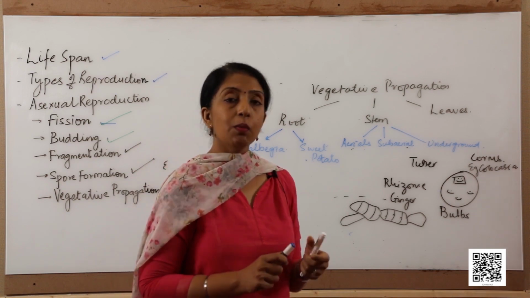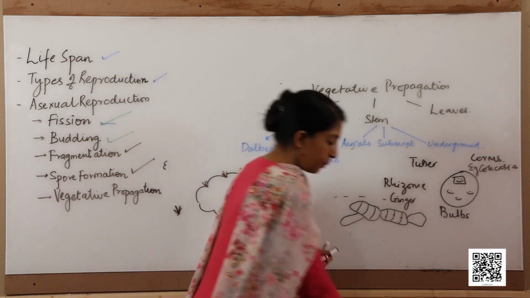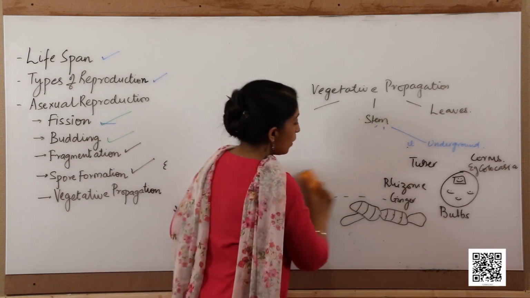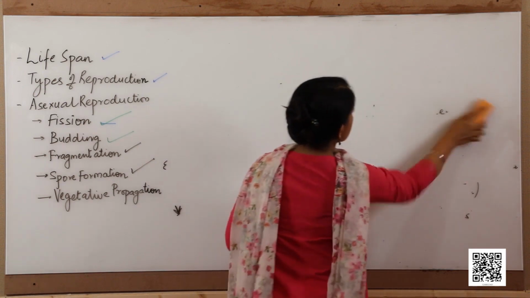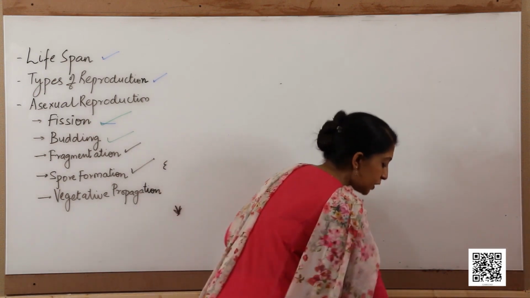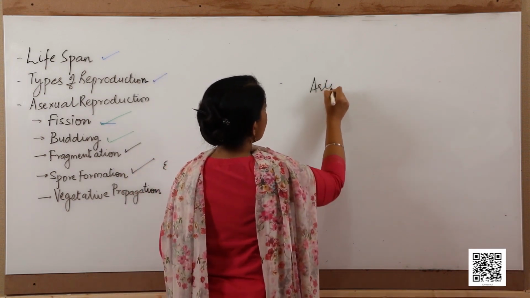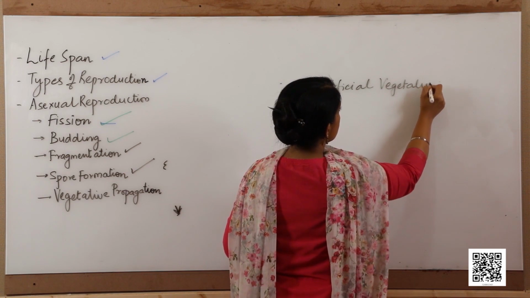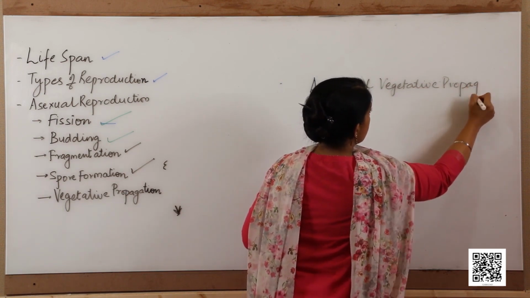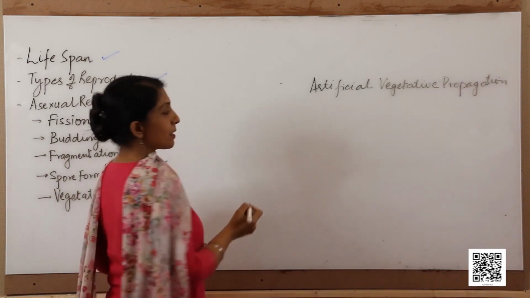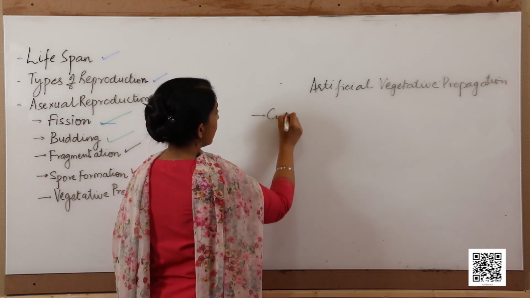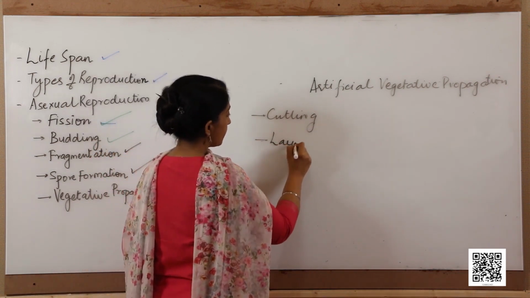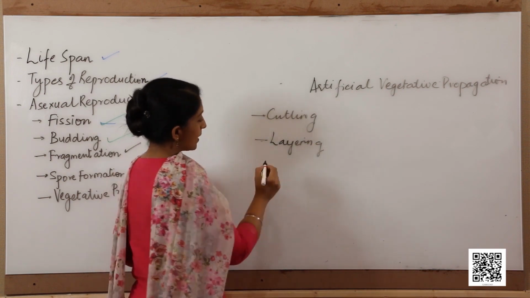Now let us see what the various modes of artificial vegetative propagation are that the agriculturalists or the farmers have developed for improvement of the crops. Artificial modes of vegetative propagation can be of many types. We'll be discussing a few here. We'll be discussing three types. One is cutting. Second, we'll be discussing layering. And third, we'll be discussing grafting.